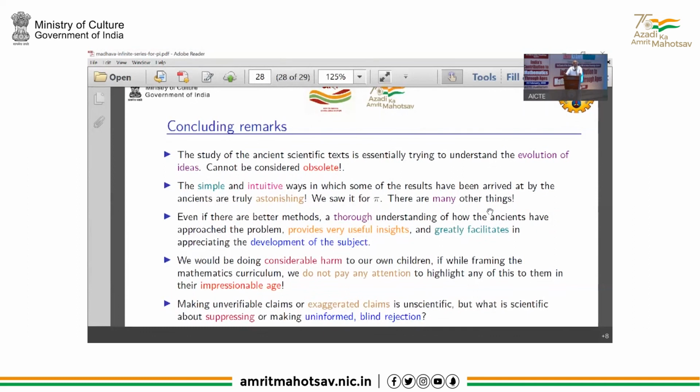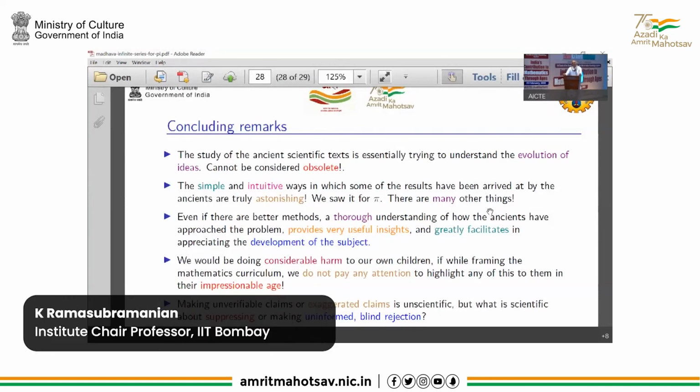So we would be doing considerable harm to our children if, while framing the mathematics curriculum, for which we have an opportunity now, we do not pay attention to highlight any of them in the impressionable age. This is very important, and the teachers have to be properly trained for that. Making unverifiable claims or exaggerated claims is certainly unscientific. But what is scientific about suppressing or making uninformed statements or blind rejection?